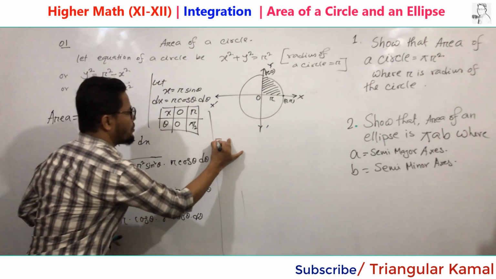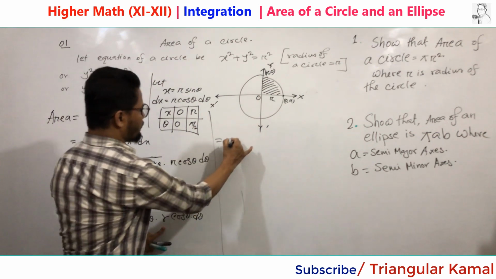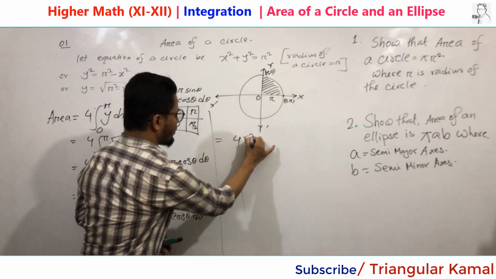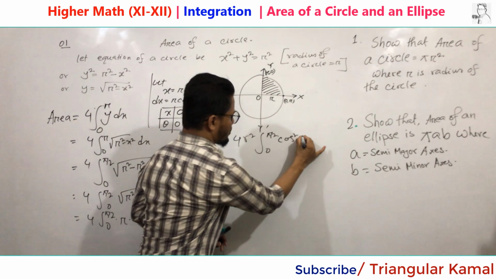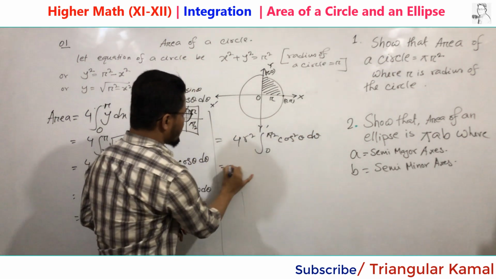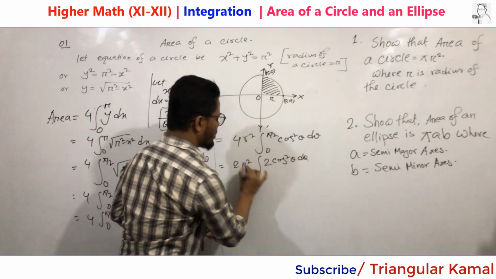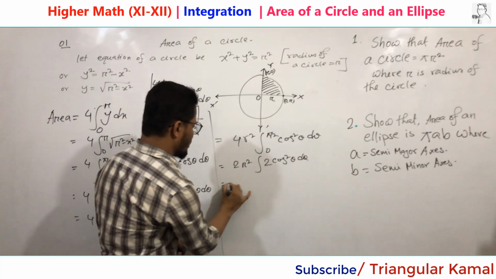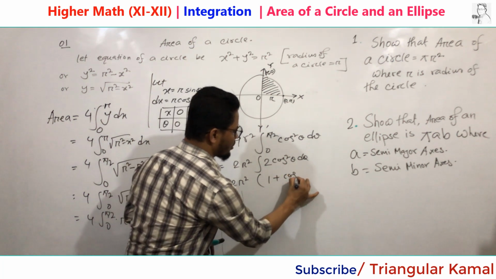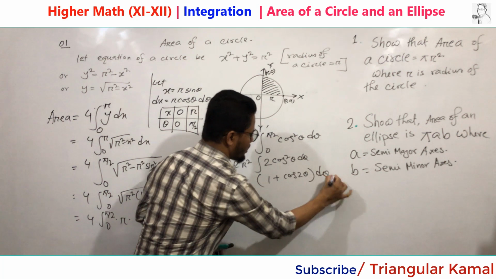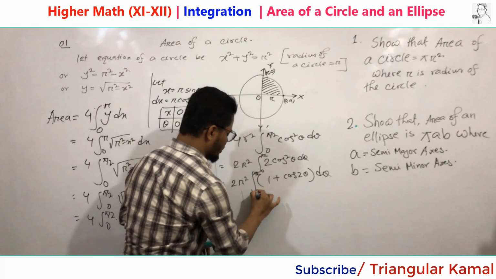Now, area will be here 4 times r square. So we can write here 4 r square integration 0 to pi by 2, cos square theta d theta. Just write here 2 r square and 2 cos square theta d theta. Now apply the formula: 2 cos square theta equals 1 plus cos 2 theta, 2 r square will remain the same, d theta remaining the same, and the limit is pi by 2 and 0.